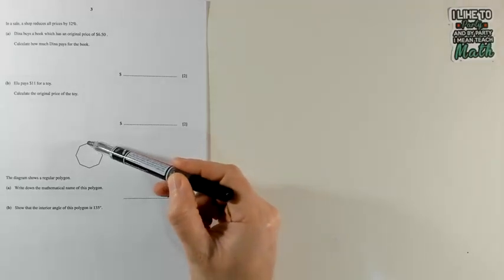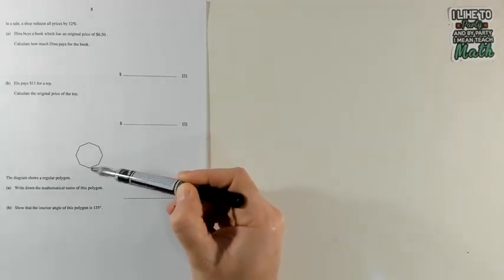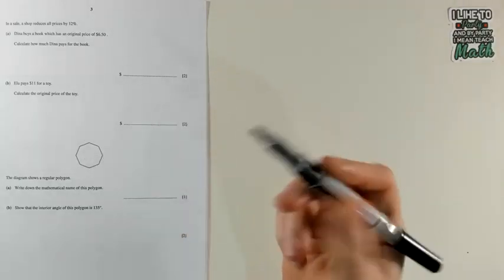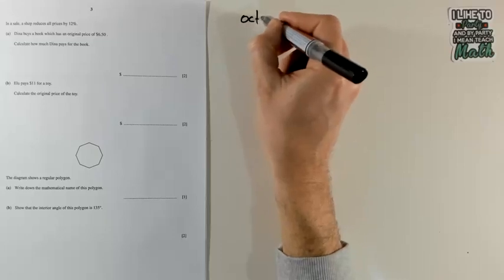Okay, the next one we have question 8. The diagram shows a regular polygon. Write down the mathematical name for this polygon. So I'm just going to count the sides, or the corners is probably easier. 1, 2, 3, 4, 5, 6, 7, 8. So that's going to be an octagon.